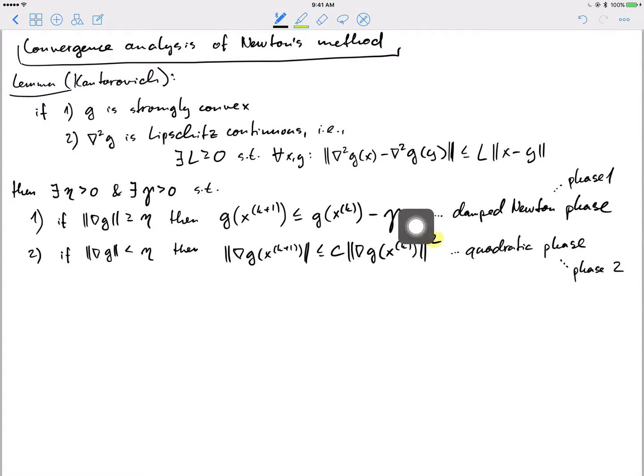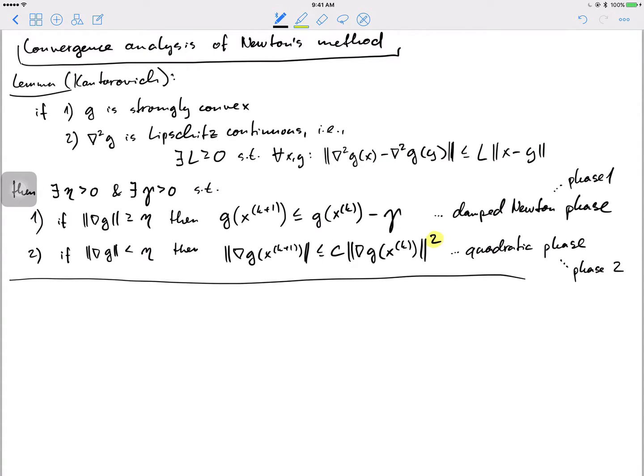Okay? So I won't give you a proof of this. That would take a whole other lecture. If you want to look at this, then I recommend Boyd's Convex Optimization. That's a free book online, where you can see this analysis and also more fancy analysis using self-concordant functions. That's an even more advanced theory of convergence of Newton's method than this classical one.